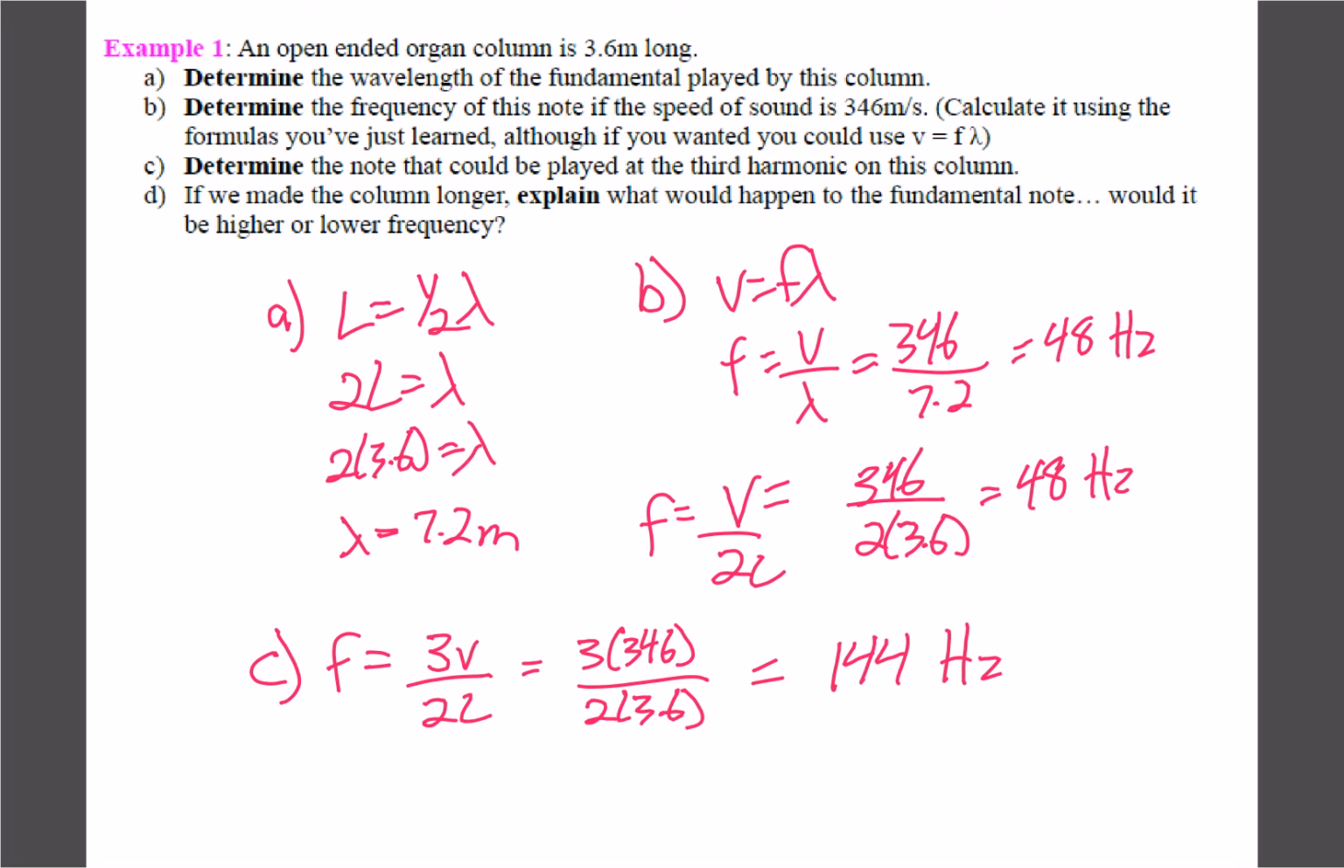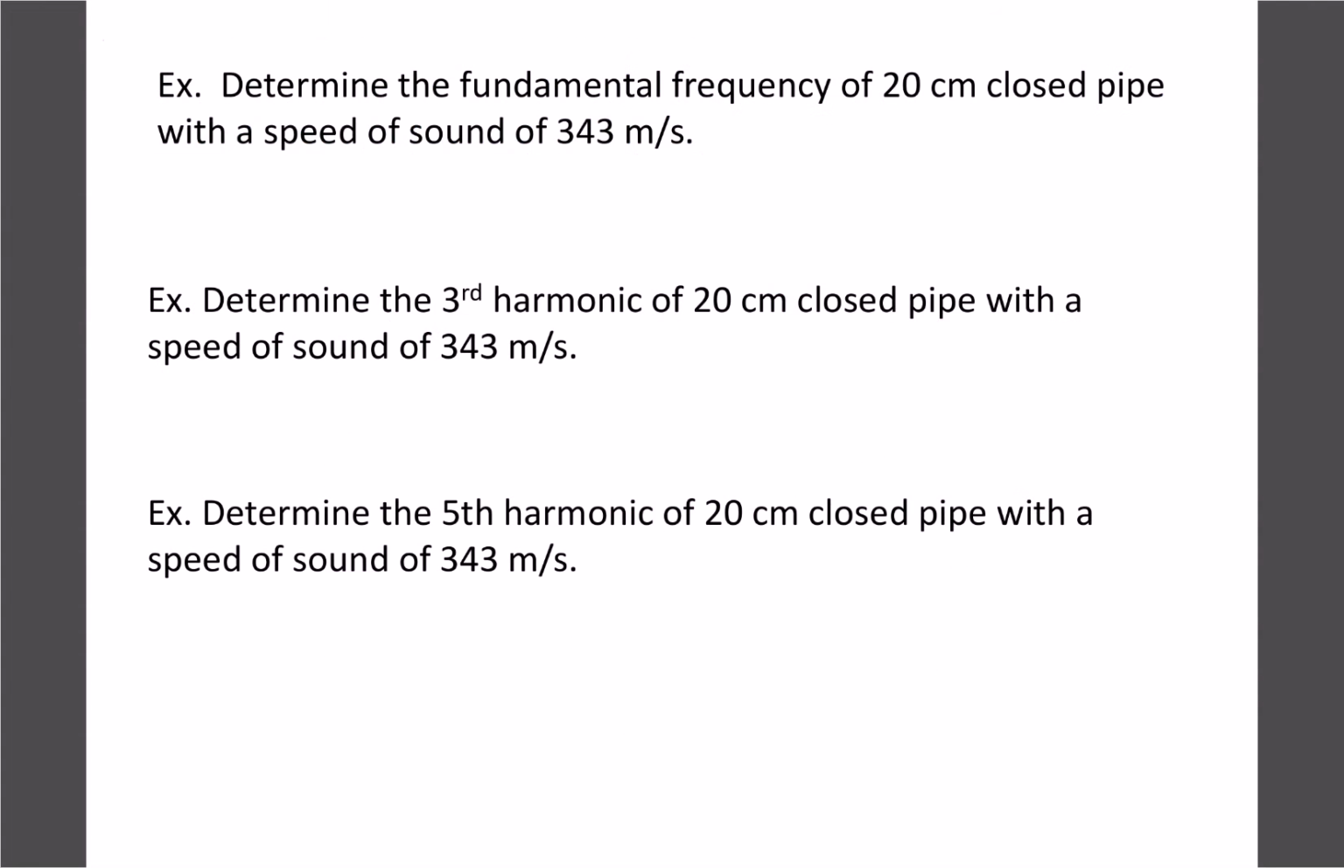And the last question, it says, if we made the column longer, what would happen to the fundamental note? So if you made the length of the pipe longer, would that make the frequency higher or lower? So if we just look at one of these formulas, we can see if we make the length longer, that would make the frequency lower. So the longer the tube, the lower the note. So an organ that has all these different length pipes, the longest ones would be the bass notes, the shortest ones would be the high notes. Or if you think of a trumpet compared to a tuba, the tuba has a way longer pipe, so that gives us the low bass sound.